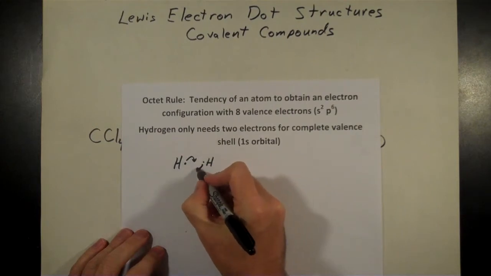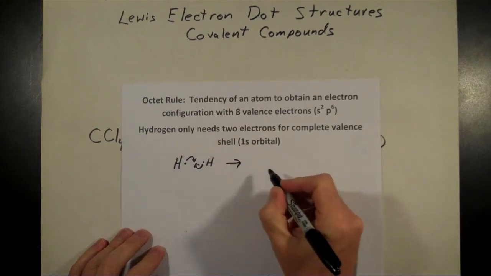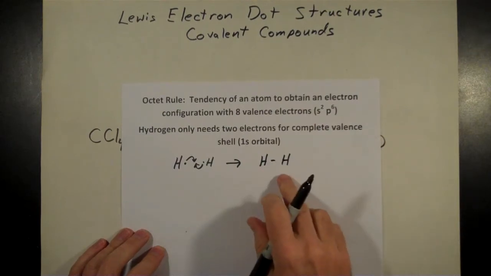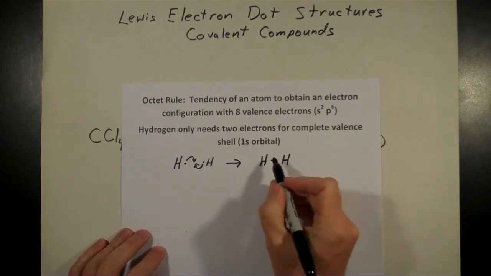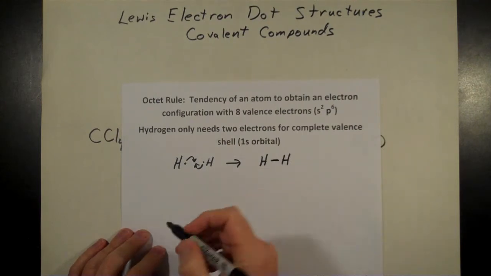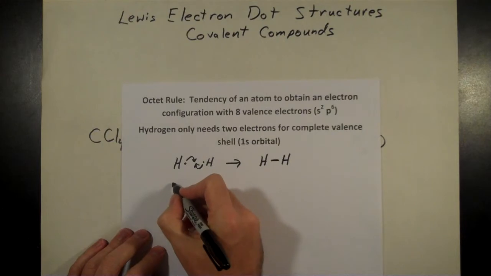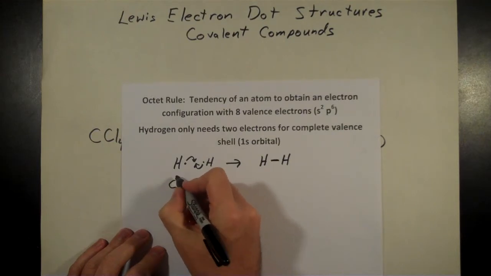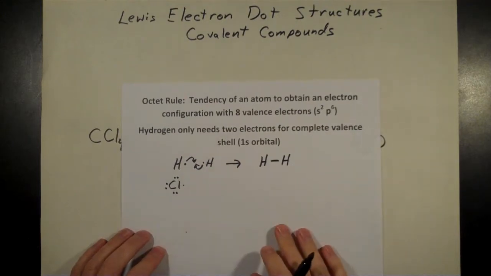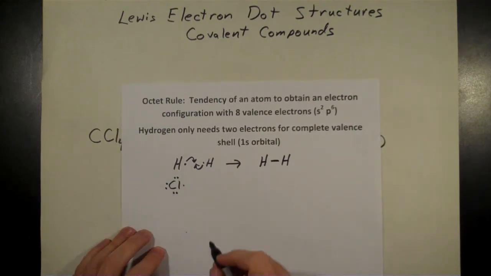So this hydrogen puts in an electron, that hydrogen puts in an electron, and the result is what we call a single bond, a hydrogen-hydrogen bond. We show the 2 electrons just with this single line between the 2 hydrogen atoms. Chlorine does something very similar. Chlorine's going to have 7 valence electrons. Again, we show those 7 electrons as dots around the atom, and so there's our 7th electron.